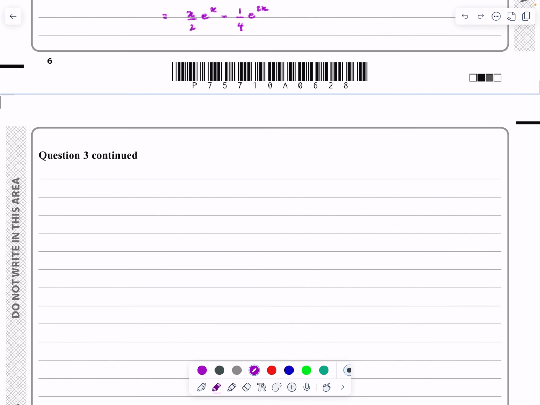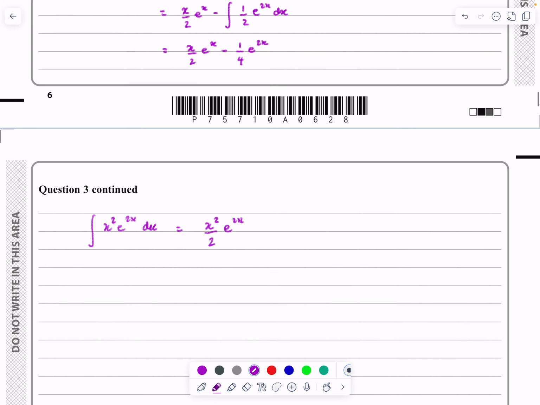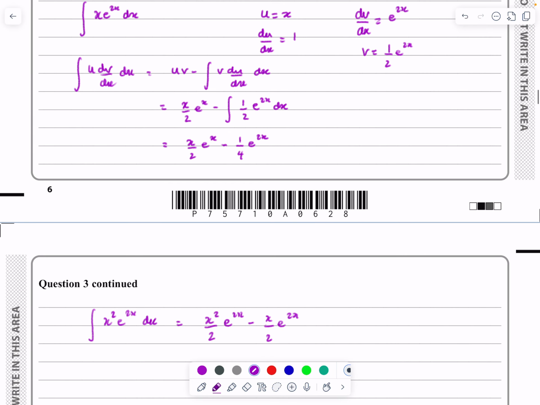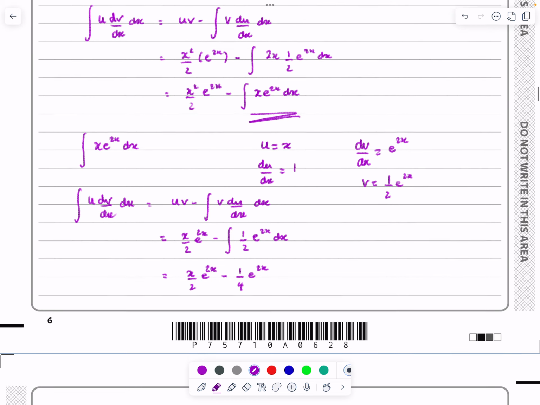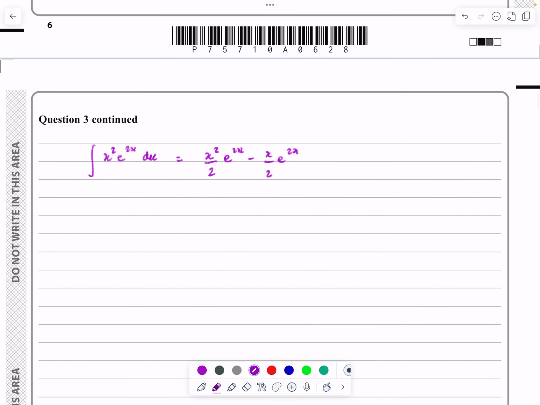So we're now saying that the integral of x squared e to the 2x dx is actually equal to x squared over 2 e to the 2x, and then minus the x over 2 e to the, I've lost a 2x there somewhere, sorry. That's 2x there and 2x there. Everywhere else it's okay, right. x squared over 2 e to the 2x minus x over 2 e to the 2x, and then plus a quarter e to the 2x.